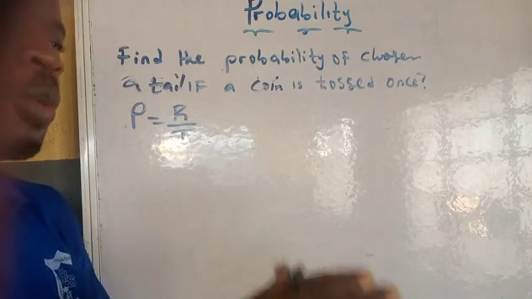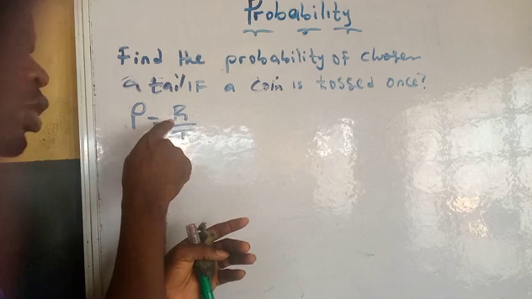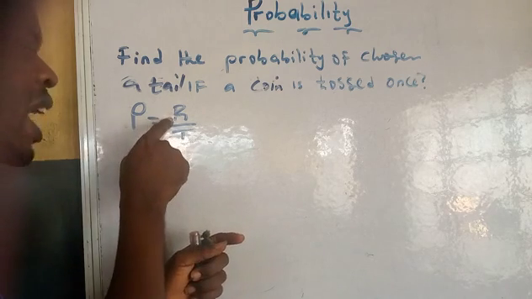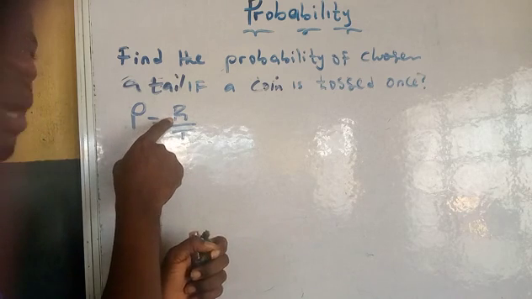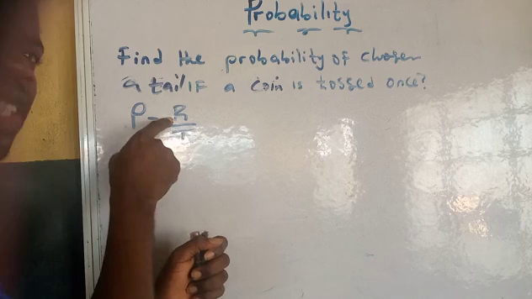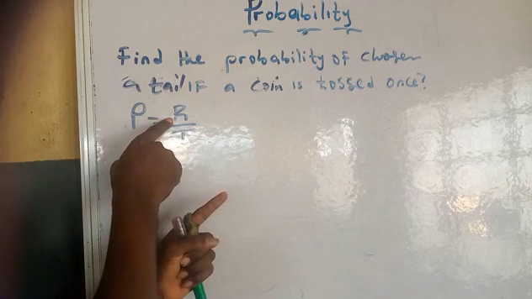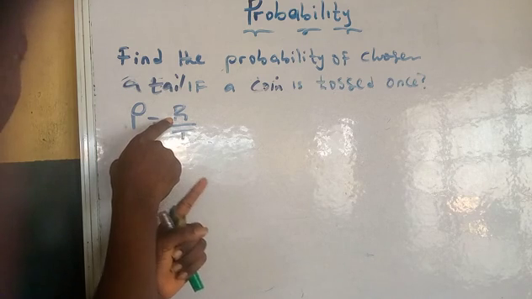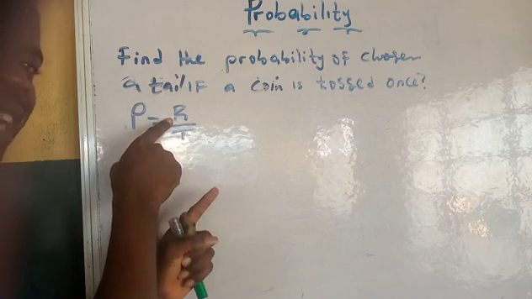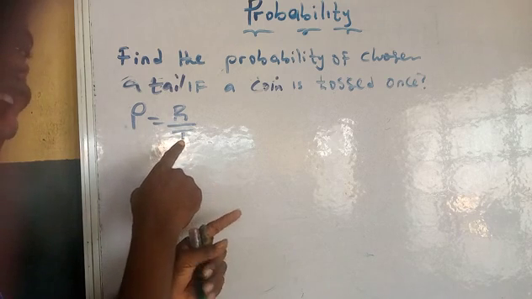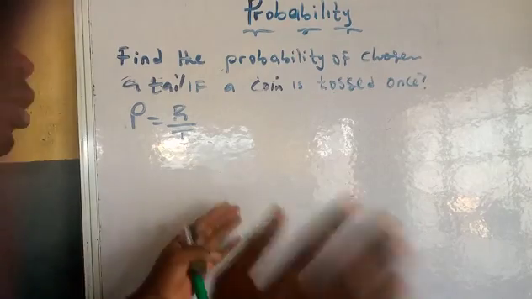Head. Now, how do you understand what is the required outcome and what is the total possible outcome? The required outcome is the number of the item which the question focuses on. Your question will focus on a particular item, and the number of that item is your required outcome. And the total outcome is all the events in that question.